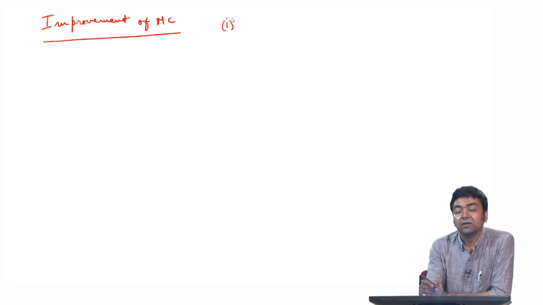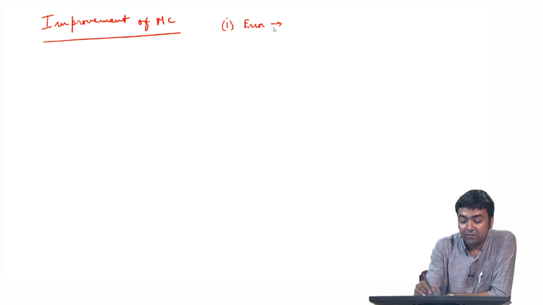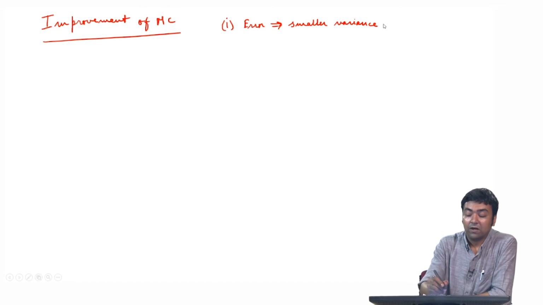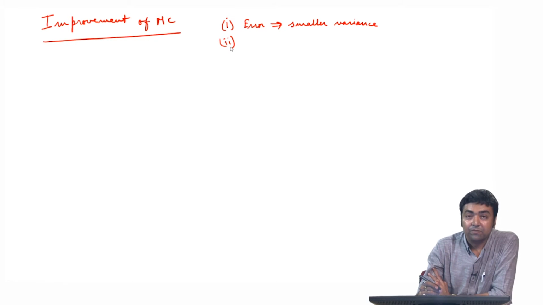We want improvement in terms of two things. One is the error of my estimate, which implies that the variance should be small. And the second improvement which we want is that the computational cost should be minimal. What that means is we need to do fewer Monte Carlo sampling.